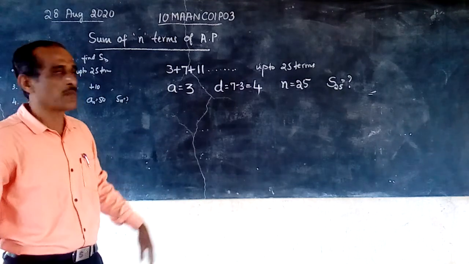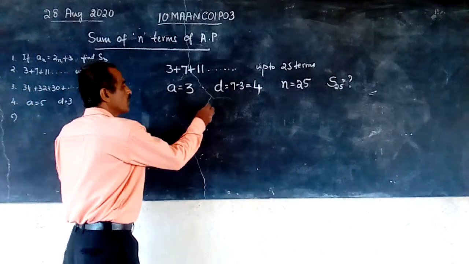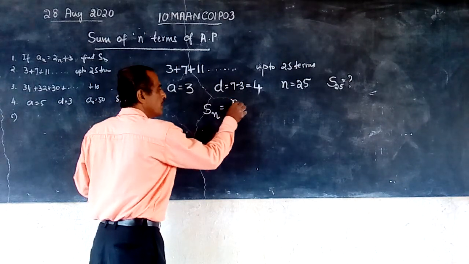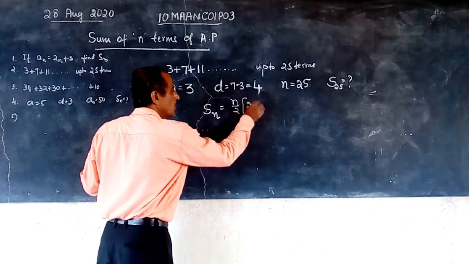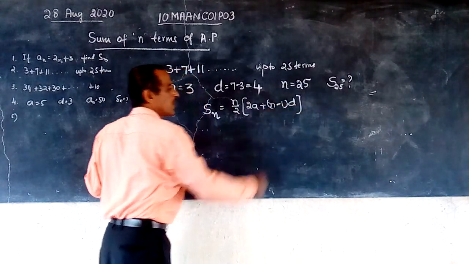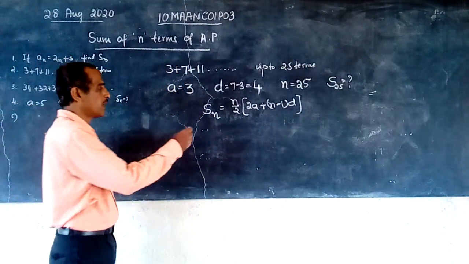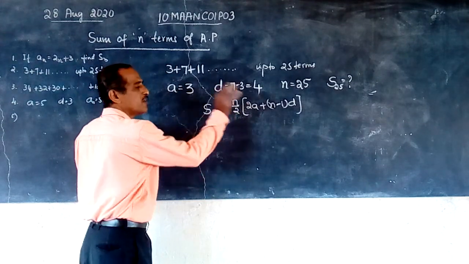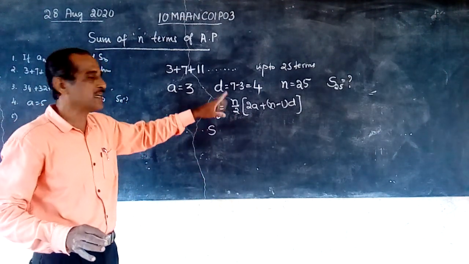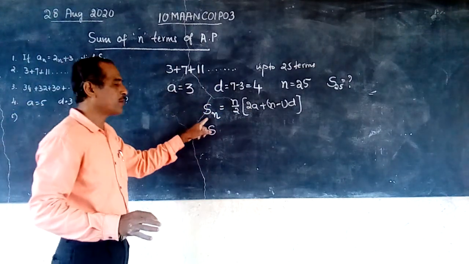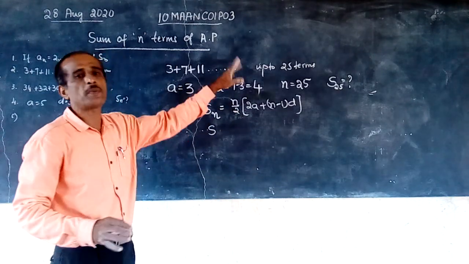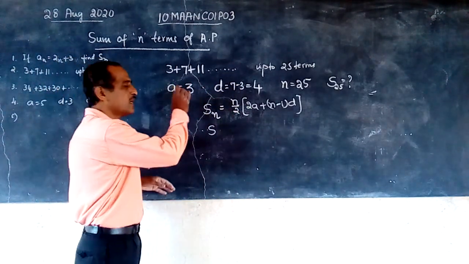Let us use the formula. The general formula says Sn is equal to n by 2 into 2a plus n minus 1 into d. Always write the formula first. In the examination you will get half a mark if you write the formula, so the formula is very important. You write the general formula, then apply the values from the question.